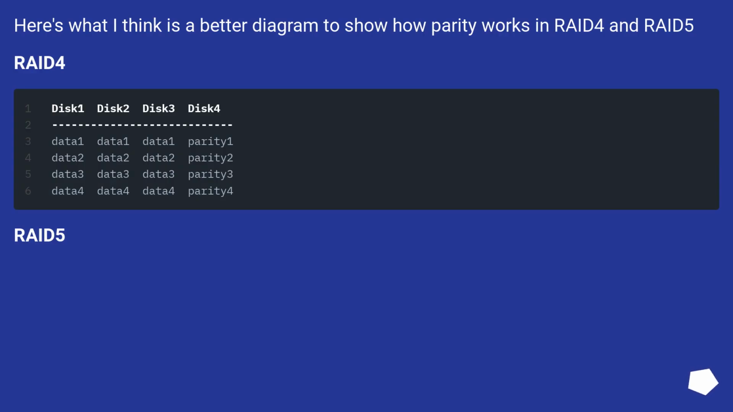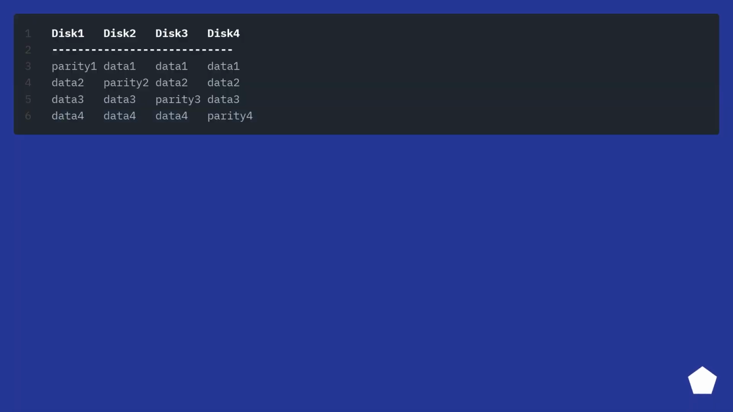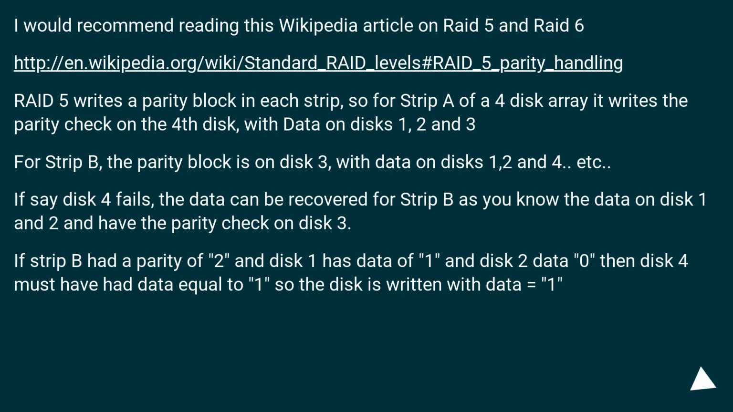Here's what I think is a better diagram to show how parity works in RAID 4 and RAID 5. RAID 4. RAID 5. I would recommend reading this Wikipedia article on RAID 5 and RAID 6.